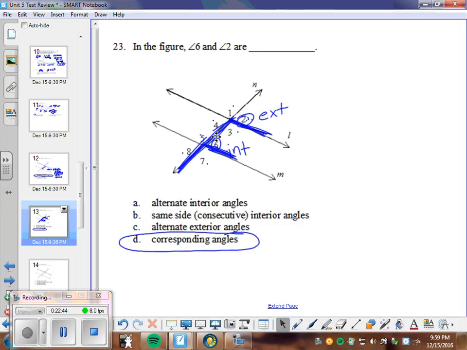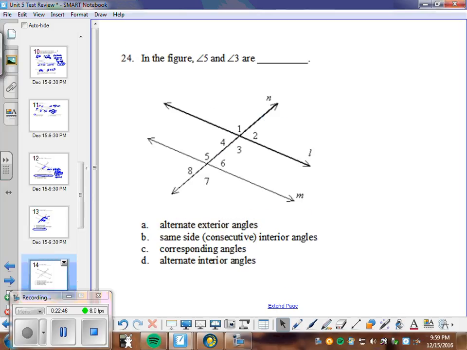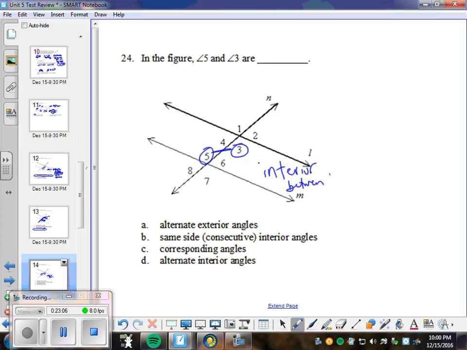Okay, number 24. All right, angle 5 and angle 3. So we're looking at this one and this one. They're across from each other. They're interior because they're inside the lines, in between the two lines. And they're across from each other, so they're alternate interior angles.